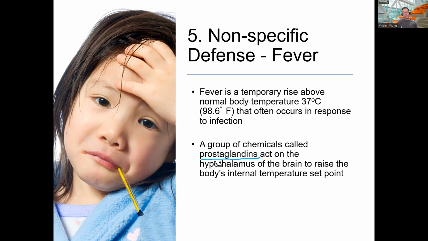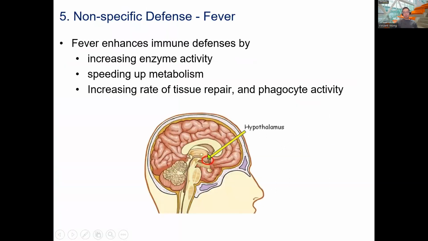And these prostaglandins will act on the hypothalamus of your brain. The hypothalamus, which we will learn about later in the nervous system, is called a master gland. It controls many automatic functions in the body: hunger, thirst, sleep-wake pattern, and one of the other functions is that it controls body temperature. And so the prostaglandin causes the hypothalamus to crank up the body temperature, right? And you have a fever when it's above 38 degrees Celsius.